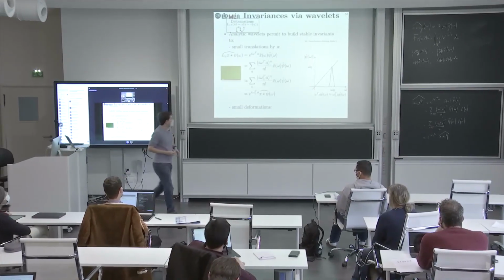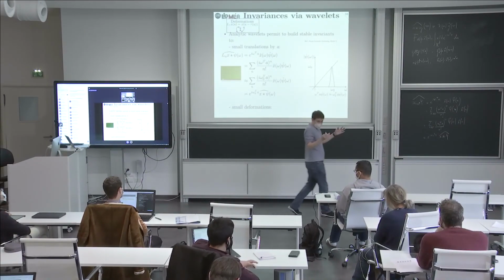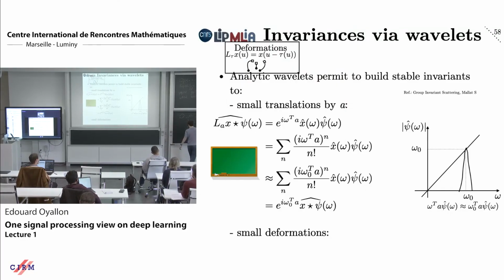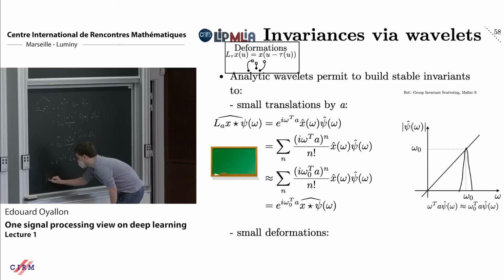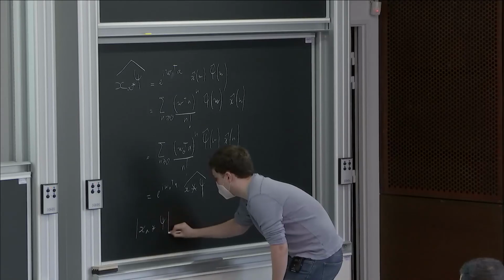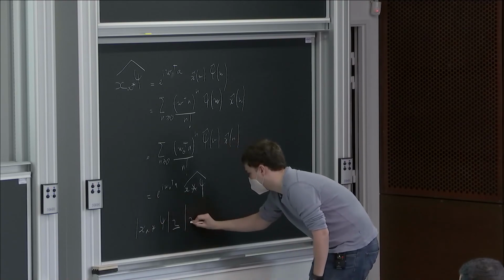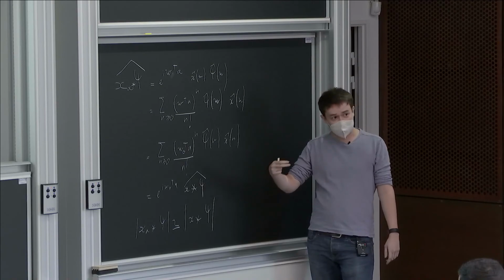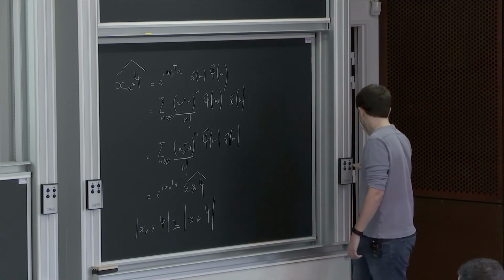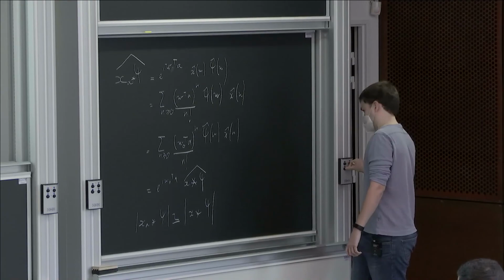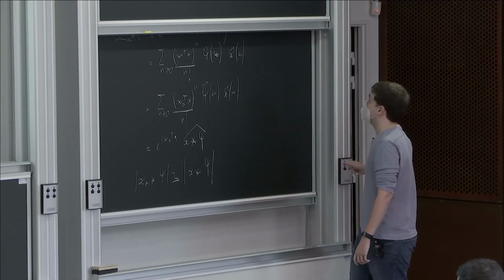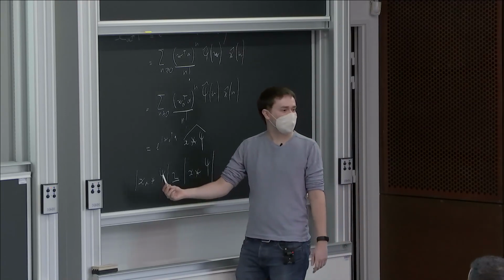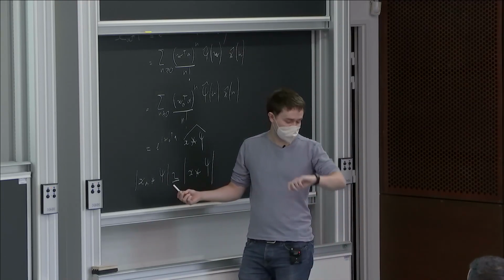Let's prove it. It's great because if you apply a modulus on your signal, what we just get there is the fact that a modulus will demodulate your signal. If you apply a modulus, you will get an approximate invariant with respect to translation.